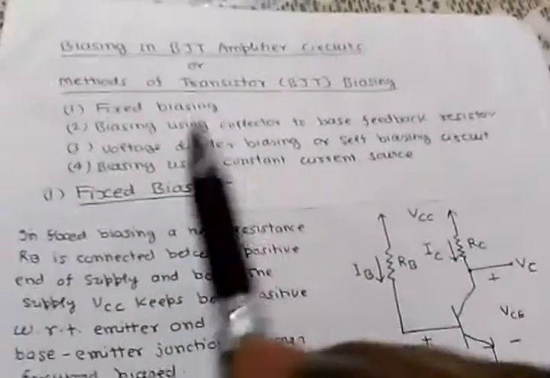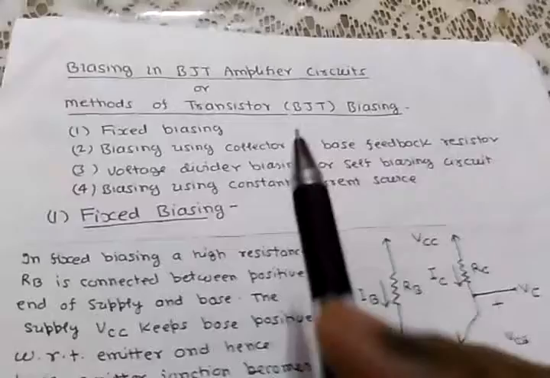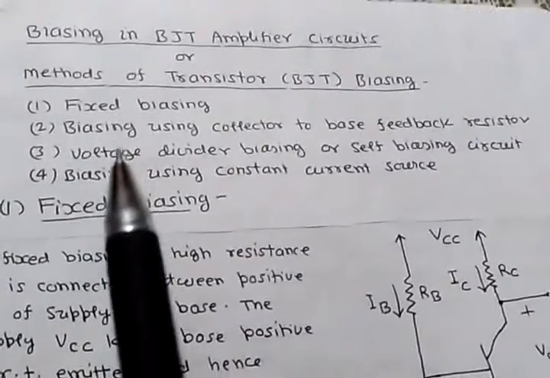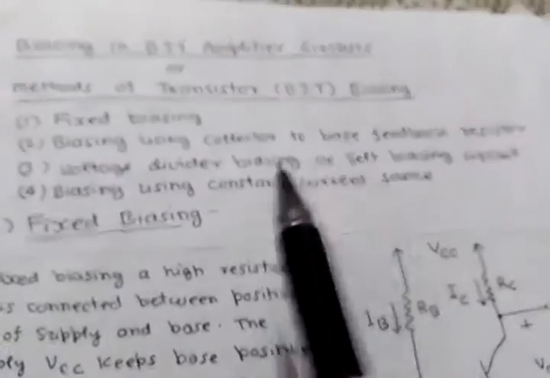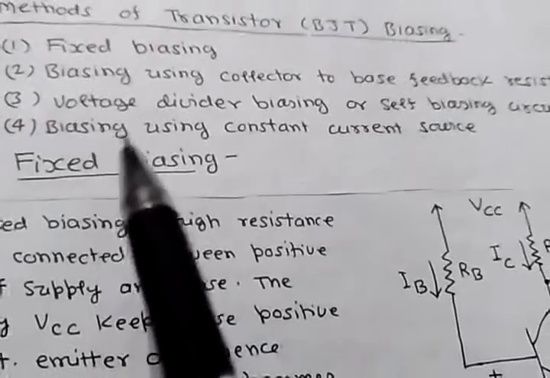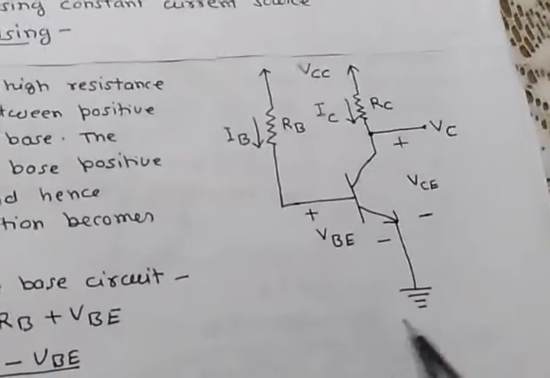There are mainly four methods used for transistor biasing, BJT biasing. First is fixed biasing, second is biasing using collector to base feedback resistor, third is voltage divider biasing or self biasing circuit, and fourth is biasing using constant current source. Now, fixed biasing, this is the circuit of fixed biasing.